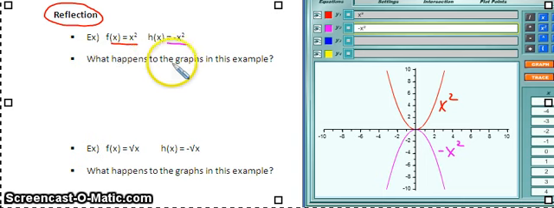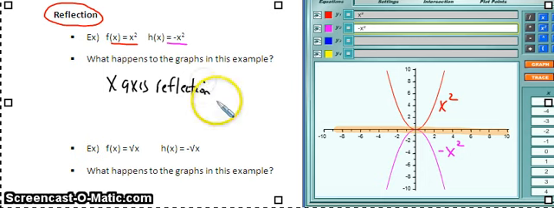So if I'm asking you what happens to the graph in this example, we can see from our graph that the red graph is opening above the x-axis and the pink graph is opening below the x-axis. In other words, if I was to fold the red graph down along this axis here, the x-axis, then it would overlap on top of the pink one. So that's going to be an x-axis reflection. Okay, so when we see this minus sign right here with our parent function, then that is going to be an x-axis reflection.